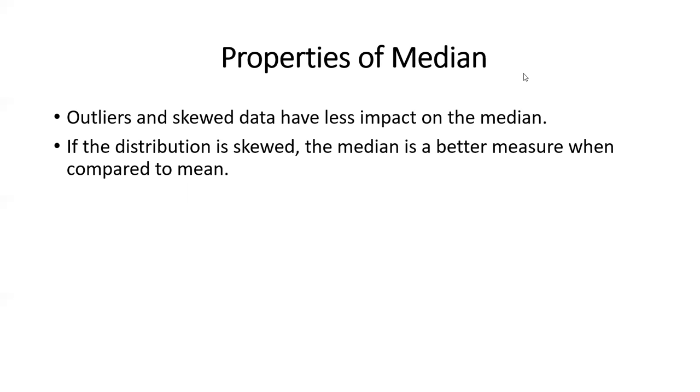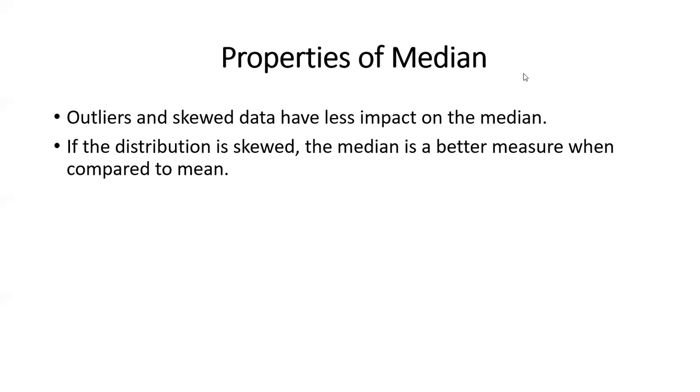Now let's see the properties of median. Outliers and skewed data have less impact on the median. Outliers and skewed data will not have that much impact on the median. Then if the distribution is skewed, the median is a better measurement as compared to mean.